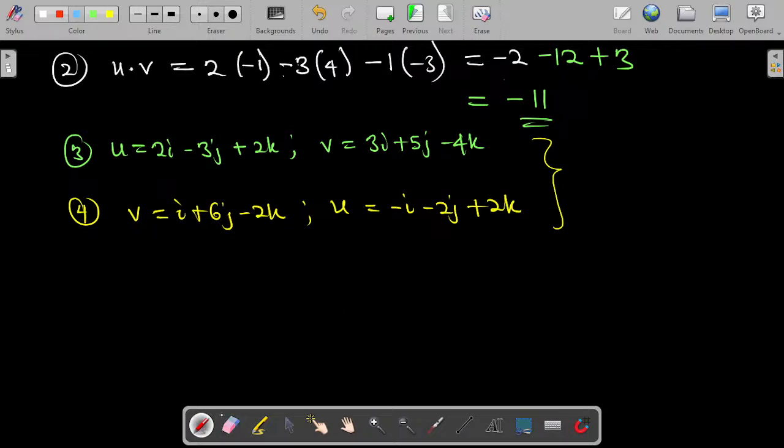So here I have u dot v is going to be equal to 2 into 3, which is 6. Minus 3 into 5 will give me minus 15, and 2 into minus 4 will give me minus 8. Okay, so this is going to be minus 9 minus 8, which is minus 17.